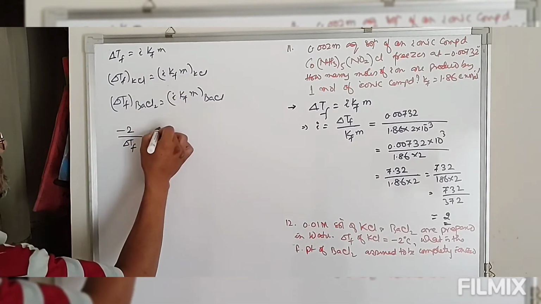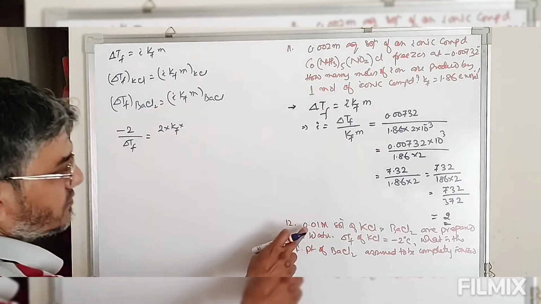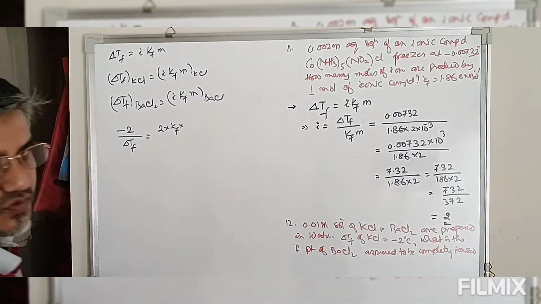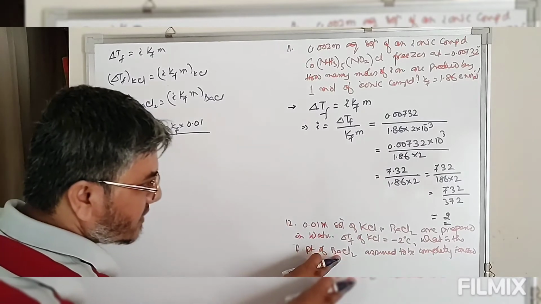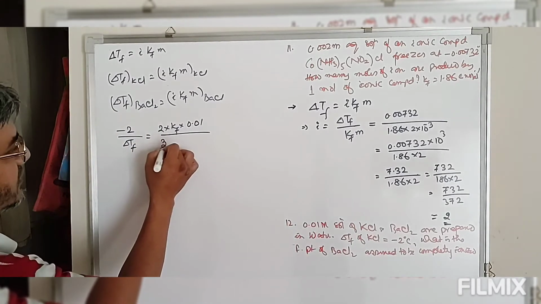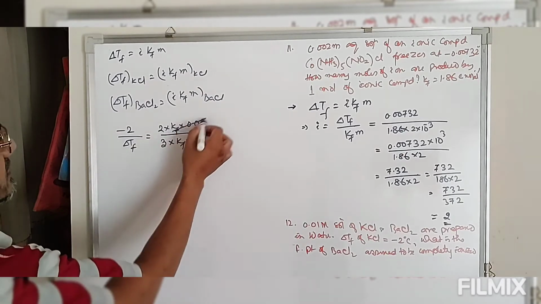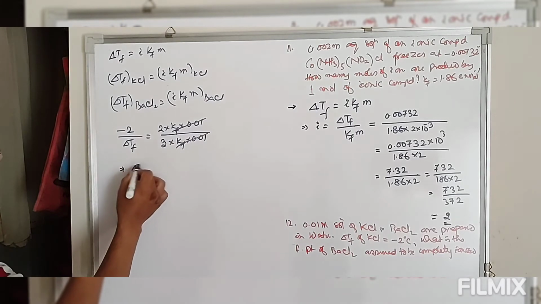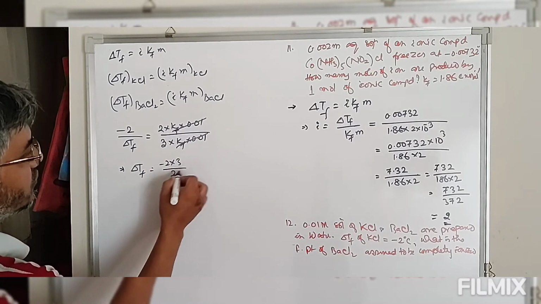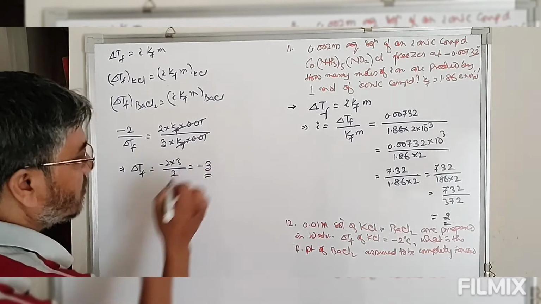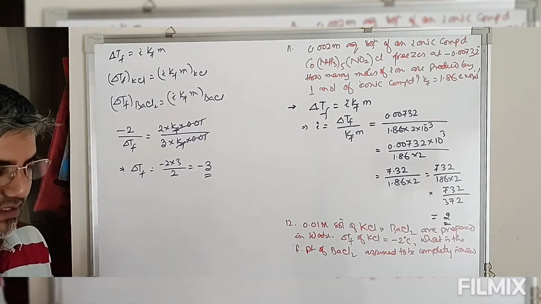Which is equal to i of KCl, which is 2, into Kf. Now we can assume for a dilute solution that molarity is approximately equal to molality. So we have 0.01 divided by that of barium chloride. Look at it, this is assumed to be completely ionized, so we have i factor 3 into Kf into 0.01. So this value will cancel out. Therefore, delta Tf is equal to minus 2 into 3 divided by 2, so this is minus 3. So the freezing point of the solution will be minus 3 degrees centigrade.